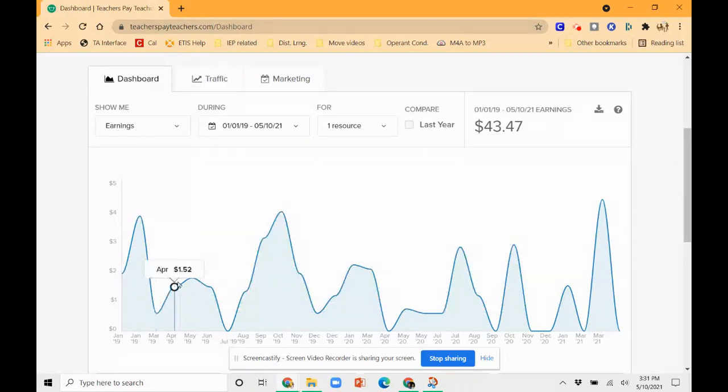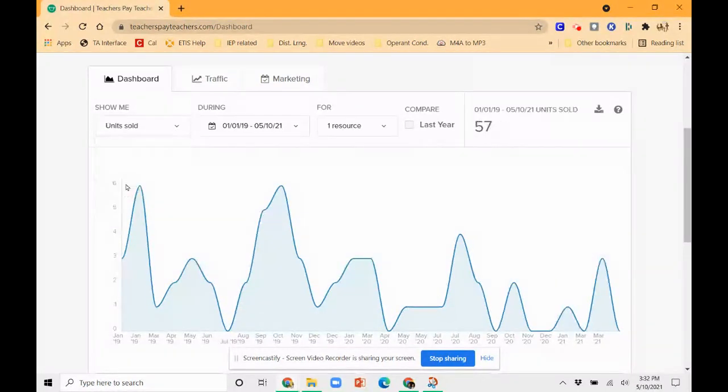And then as I hover over this graph, it tells me how much I earned each month from this one product. So you can see this is when I changed the price of it, I'm still making money off of it, but I have 1, 2, 3, 4 months when I didn't make any money off of it. So then I thought, well, this is showing me my earnings. Let me look at how many units I've sold.